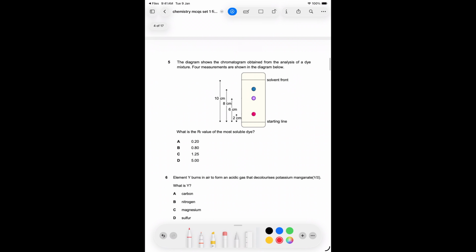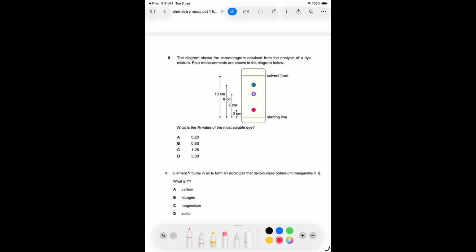Next one. Question 5. So this one you should know is under chromatography. Okay, it is obtained from the analysis of a dye mixture. So 4 measurements are shown here. One is for the red spot, this for the purple, then blue, then solvent front. So the Rf value, for the most soluble dye. Most soluble dye means it will travel the furthest distance. Okay, the furthest distance obviously will be your blue dye here.